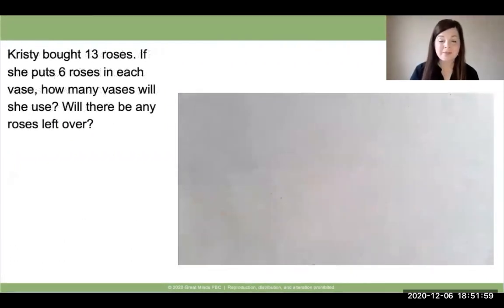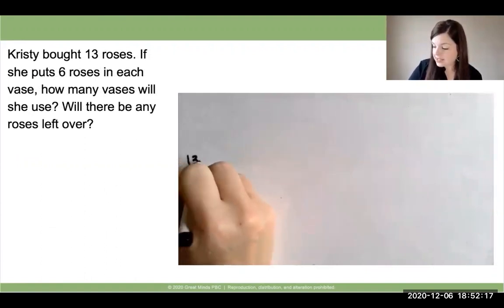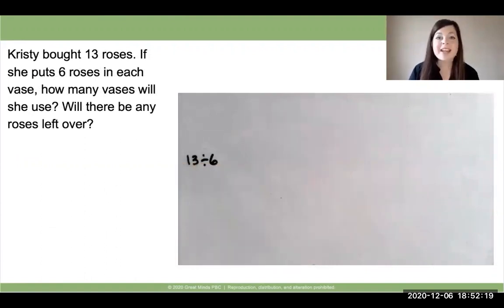Let's try another story problem. Let's read it together. Christy bought 13 roses. If she puts 6 roses in each vase, how many vases will she use? Will there be any roses left over? What division expression matches this story? 13 divided by 6. Now pause the video and draw an array to match the story and circle the groups. Then come back and we'll compare.